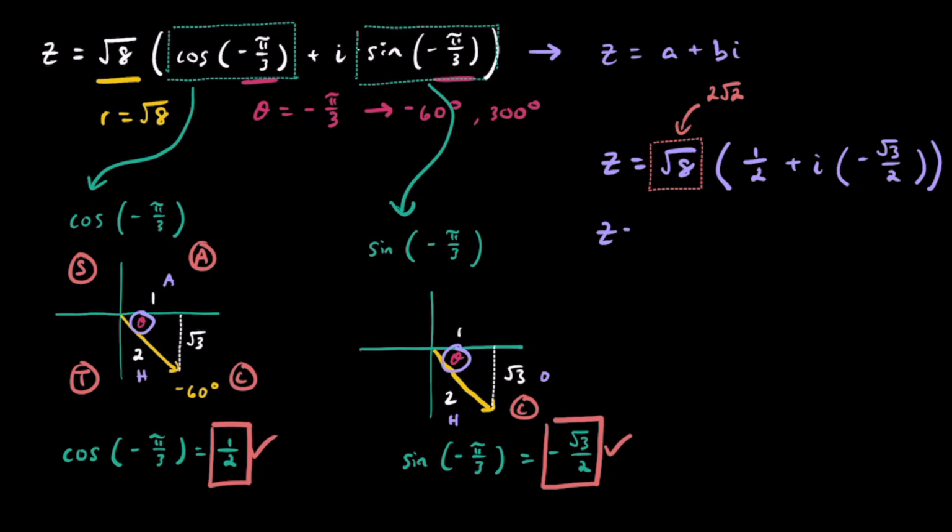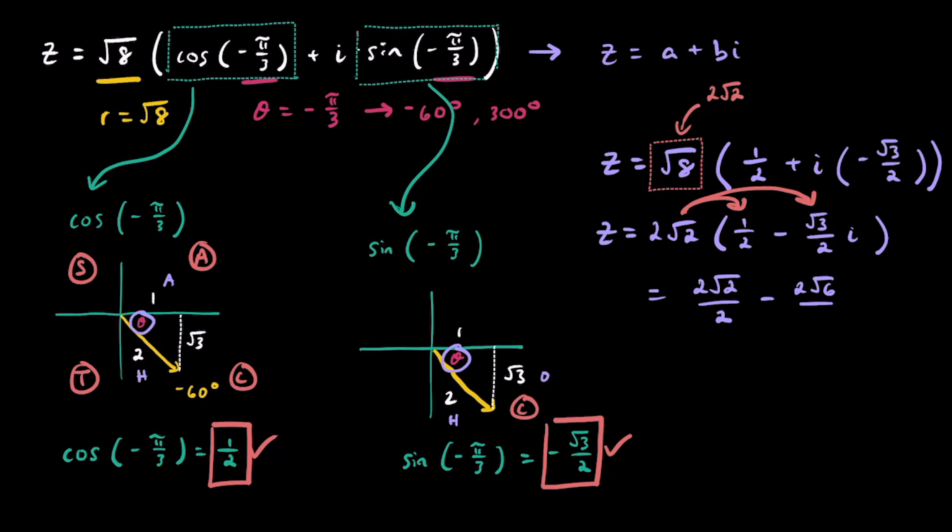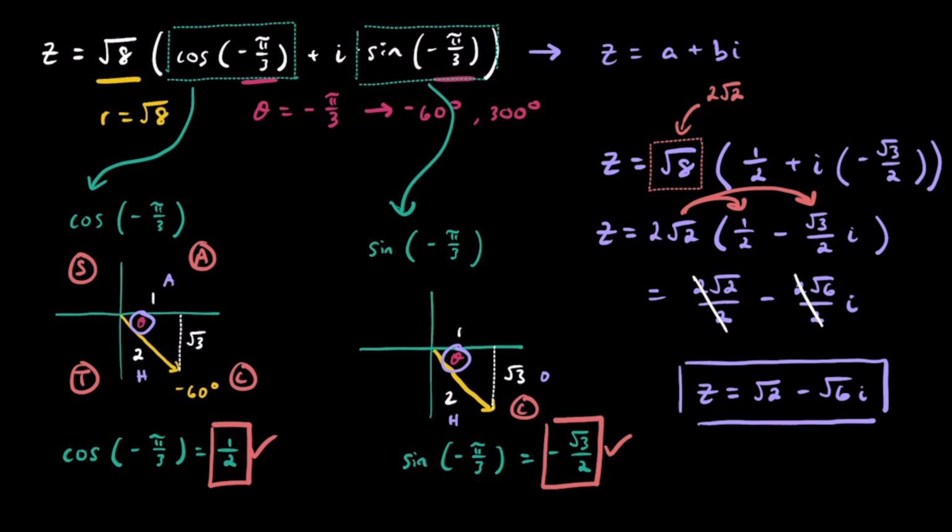So cleaning this up a bit, I'm going to say z is equal to 2 root 2 times a quantity of 1/2 minus, and I'm just going to turn this around a little bit and write root 3 over 2i. Distributing this 2 root 2, we'll get 2 root 2 over 2. And distributing it over here, we'll get minus 2 root 6 over 2i. This left fraction can simplify by canceling out these 2's. And we can finally write a rectangular form here of z is equal to root 2 minus root 6i. And there you have the rectangular form for the complex number.